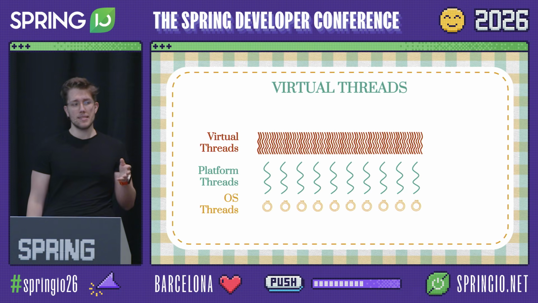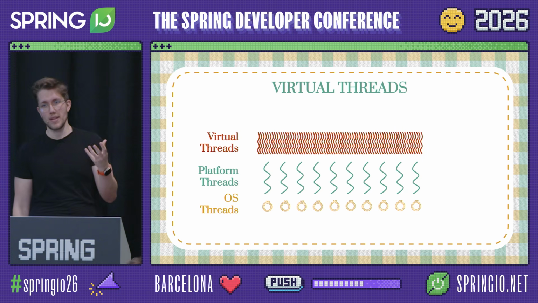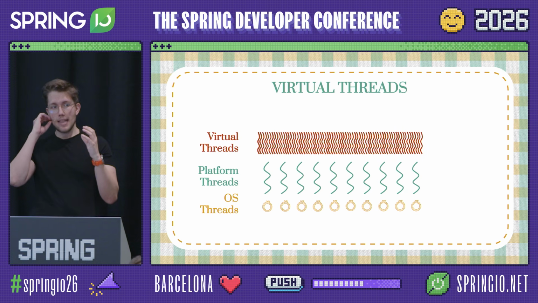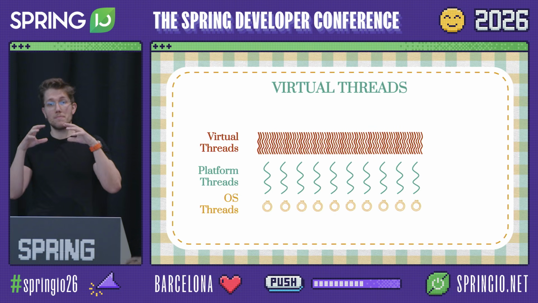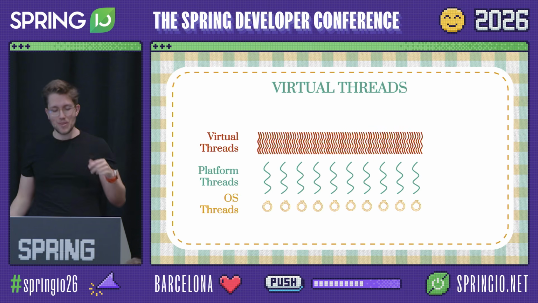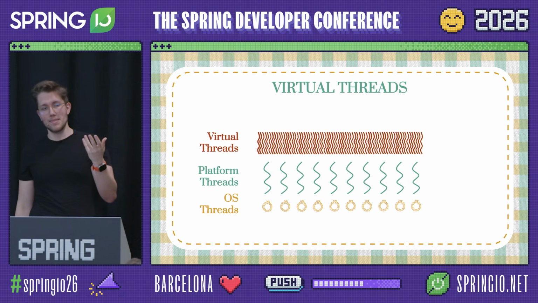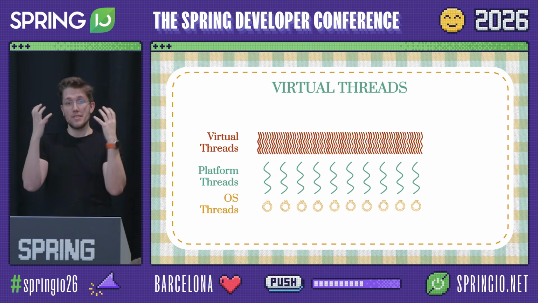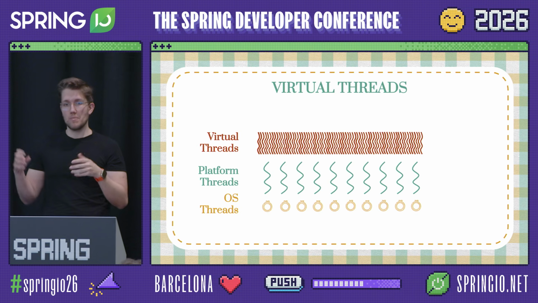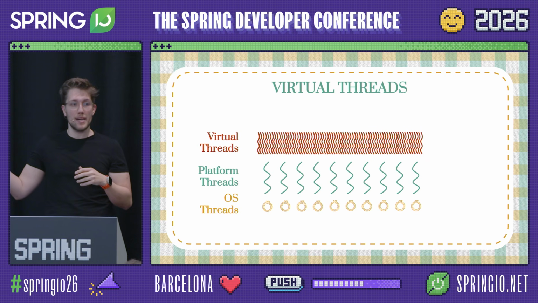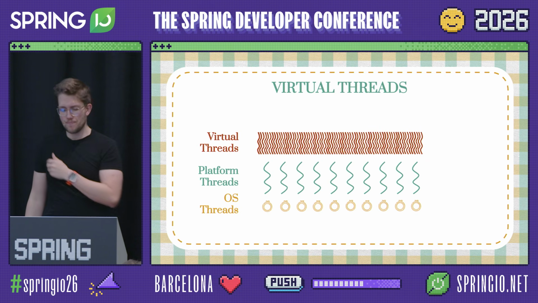Now, with virtual threads, this is completely different, because virtual threads only live in the JVM. There is no thread created on the operating system, because this only lives in the JVM, and because of that, it's about 1,000 times cheaper. So, for example, it costs only 1 or 2 kilobytes to create such a virtual thread.